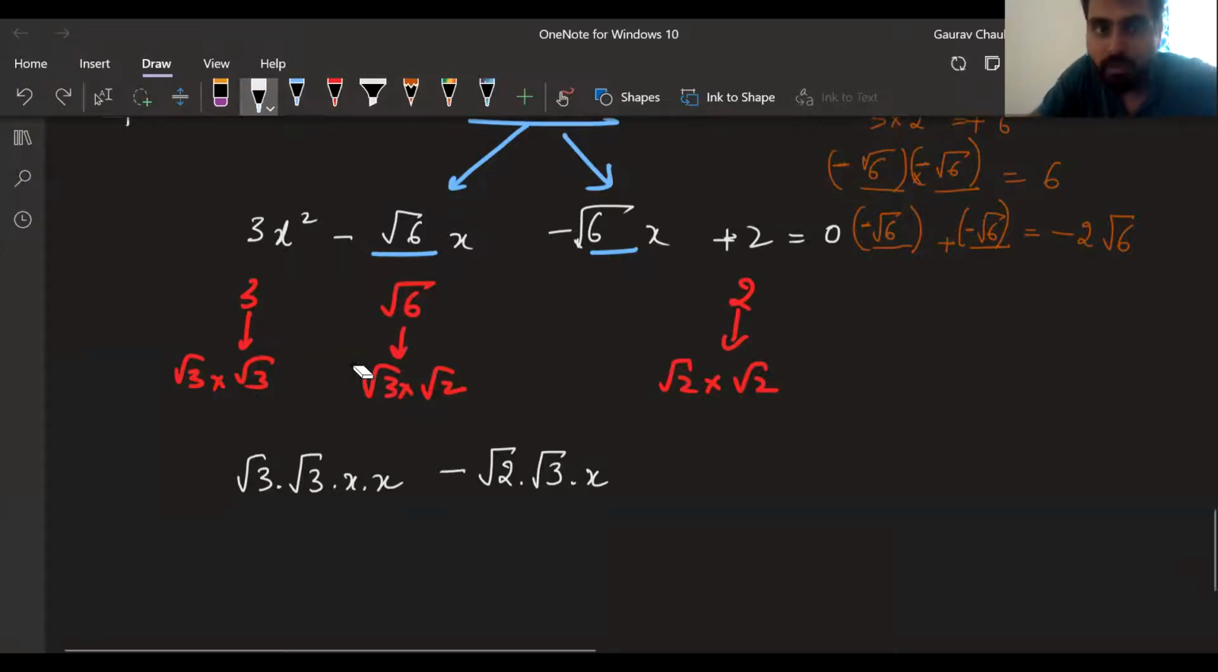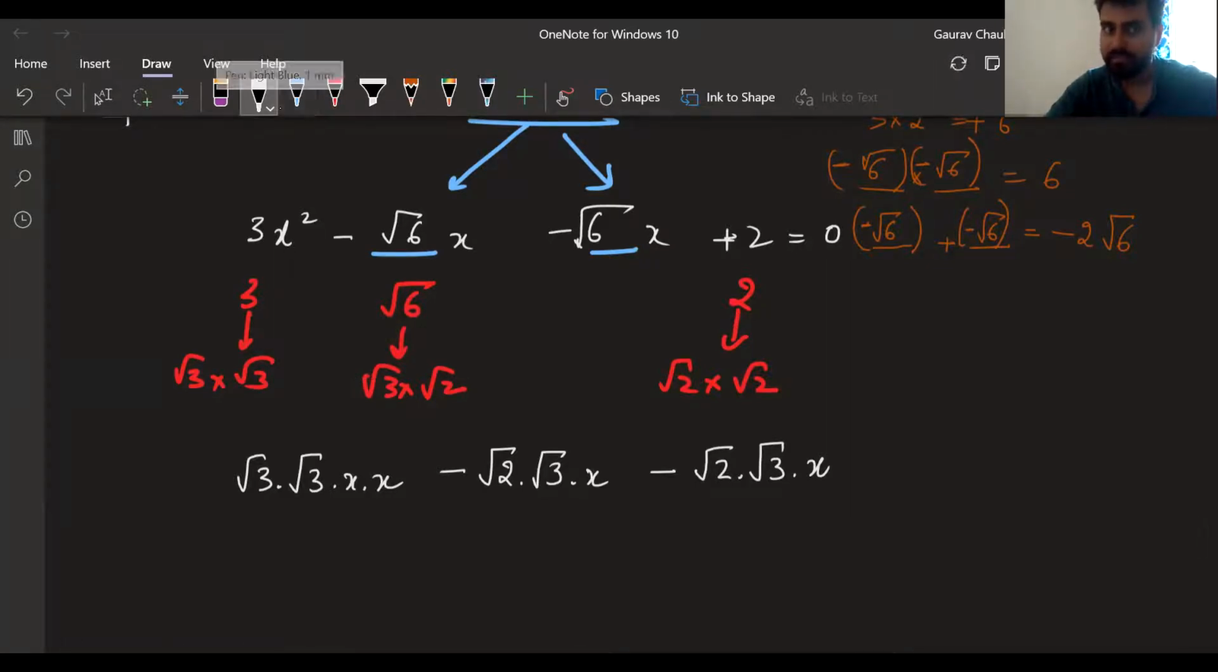Continuing, same thing, minus root 6x again. So I'm going minus root 2 into root 3 into x plus 2. But I will not write 2 just like that. I will write again root 2 into root 2. So plus root 2 into root 2 is equal to 0.